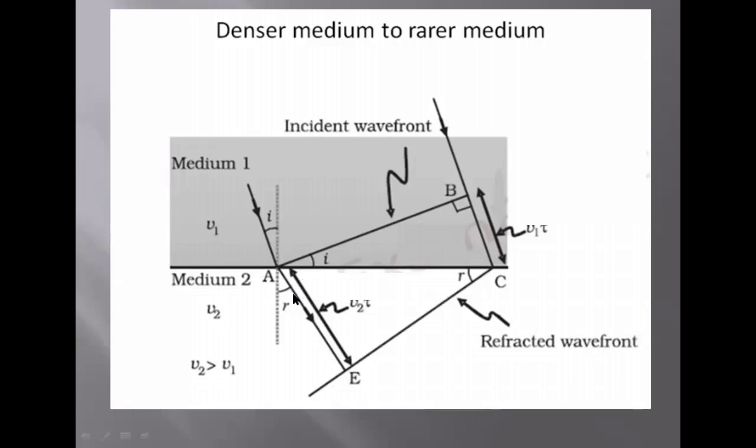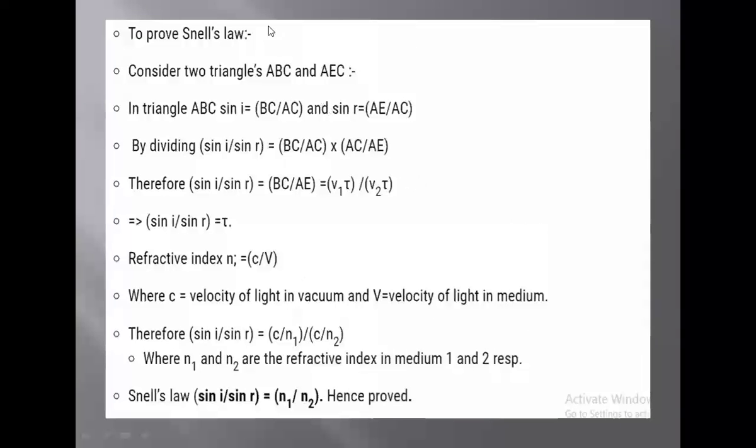Okay, so here when the light ray goes from A to E in the rarer medium, the distance is the second velocity V2 into T. So this is medium 1, this is medium 2. So V2 will be greater than V1. This is the refracted wavefront, this is the incident wavefront. Okay, the explanation is given in here.